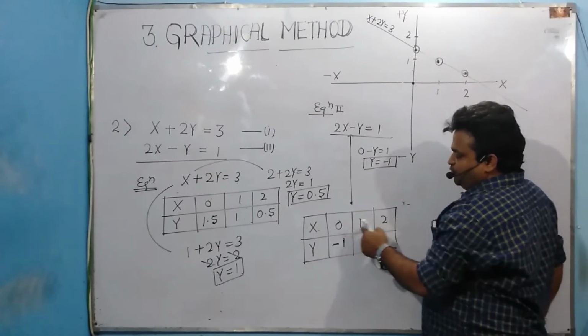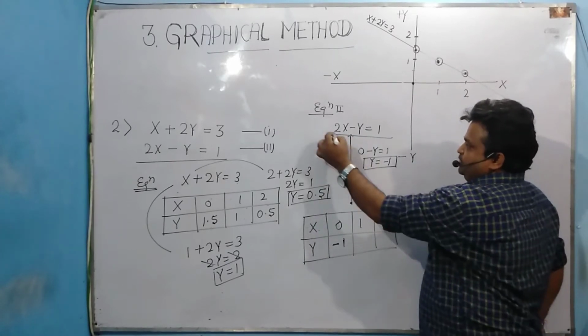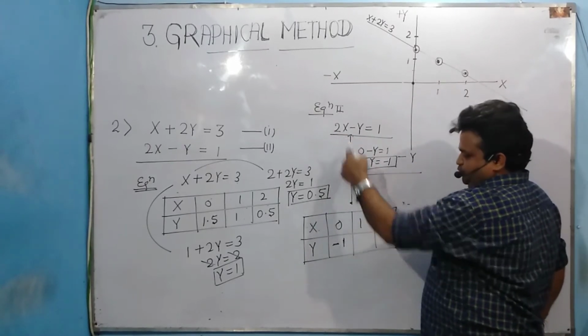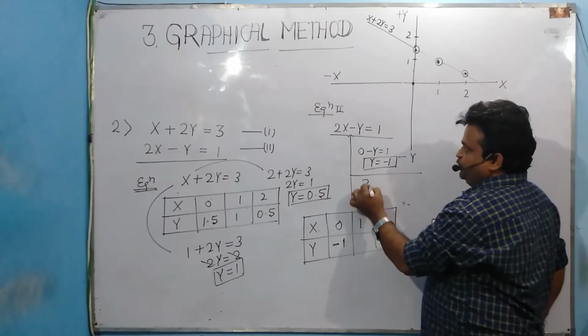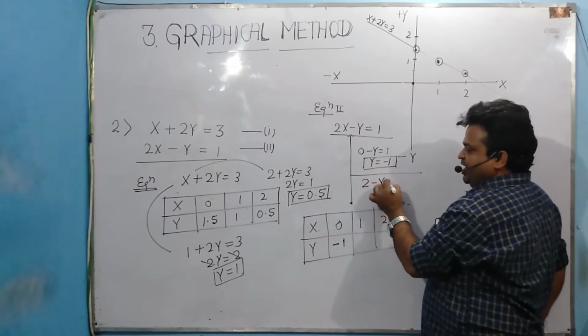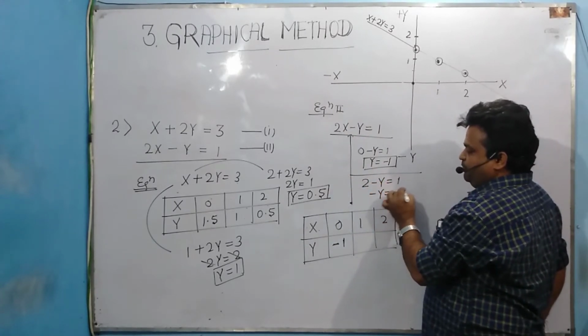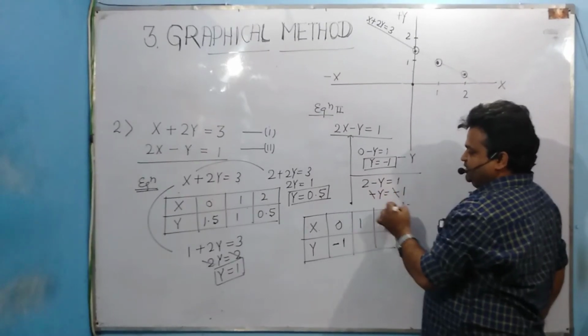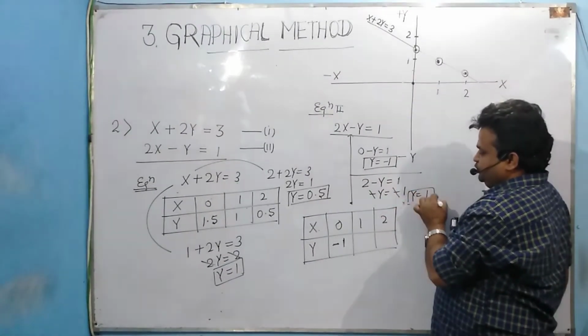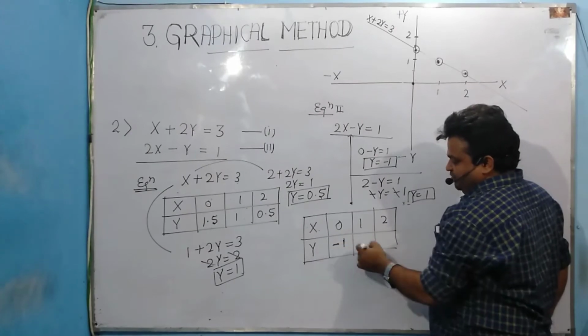Now when you put x equal to 1, you get 2 into 1, which is 2, minus y equal to 1. So minus y equal to minus 1. The minus signs cancel, so y equal to 1. When you put x equal to 1, you get y equal to 1.